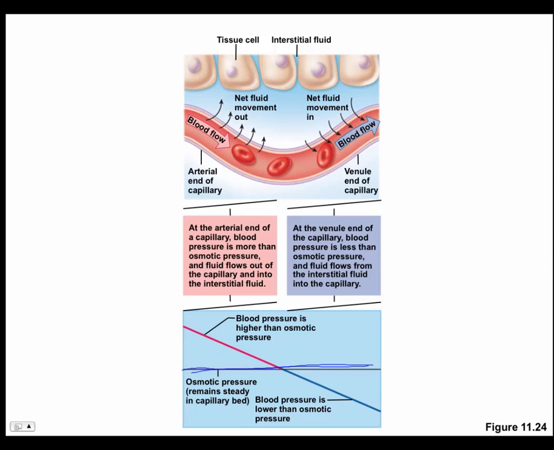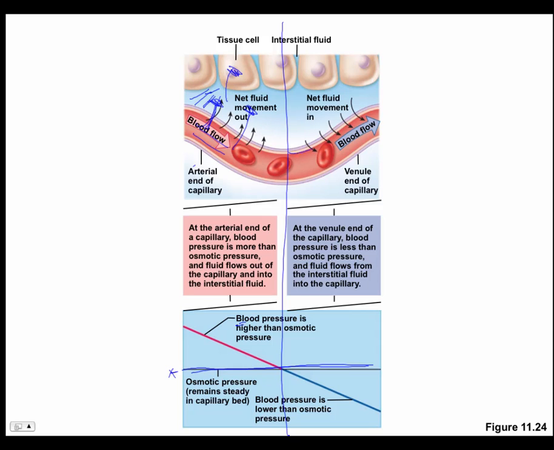Now here we're coming straight from our heart. So here we have lower osmotic pressure compared to blood pressure coming from our heart. So at this arterial end, all this blood pressure is going to force oxygenated blood and nutrients out of our capillary bed. It's going to enter into this interstitial fluid, and eventually it's going to enter into our tissue cells.